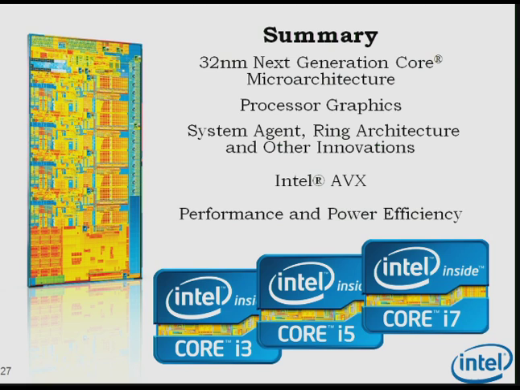To summarize, the second generation Core microarchitecture is on a 32-nanometer process. It integrates the IA core with the processor graphics, with the system agent, ring architecture, and other innovations required to make a very optimal integration. We have ISA extensions, most profound the AVX extension. We have very sophisticated power management that gives us very good performance and makes this product very power efficient. Thank you.